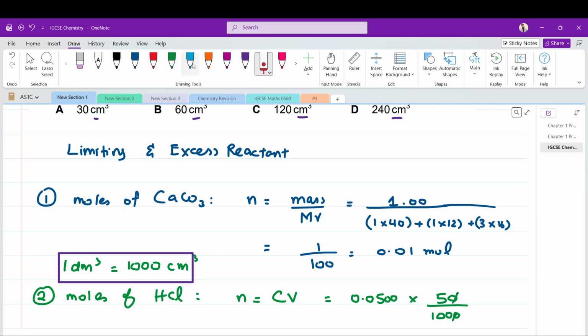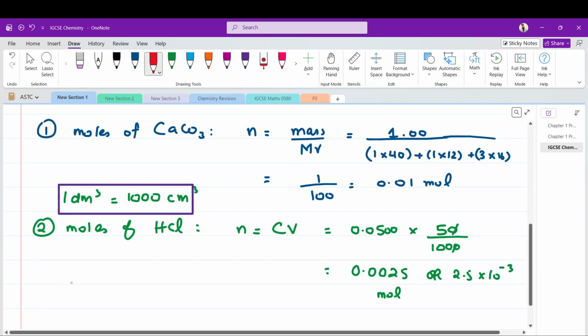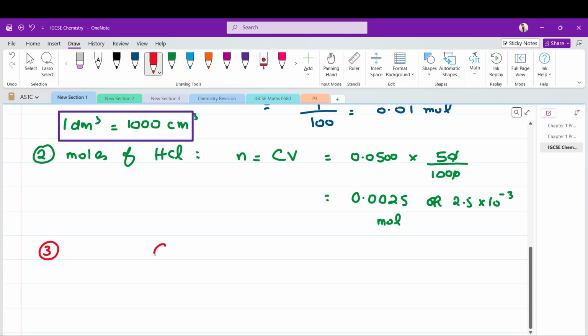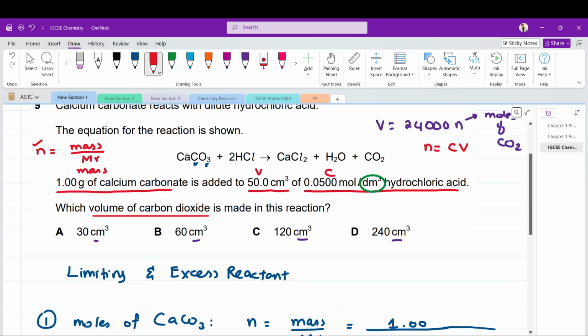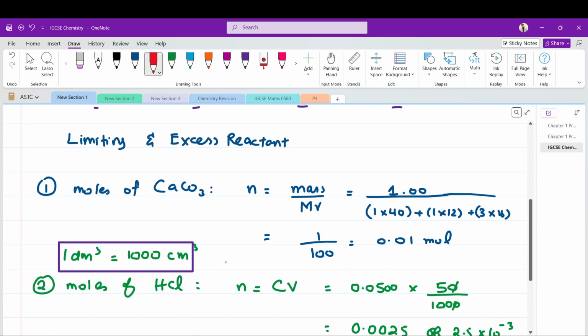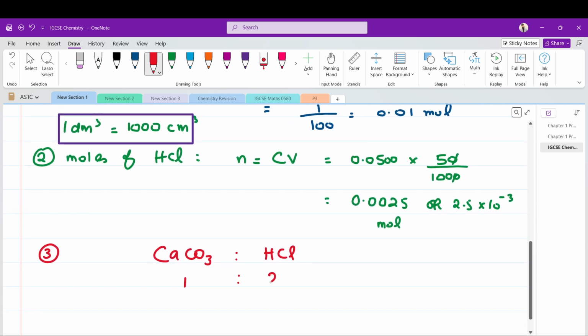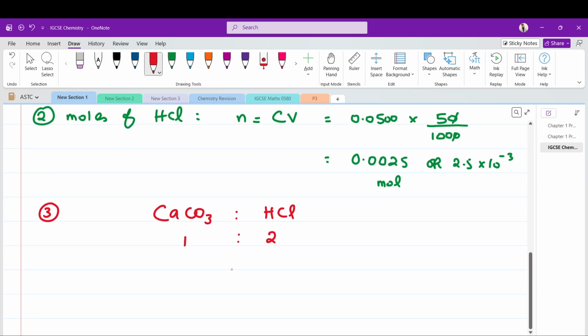So what I'm going to do is take both of my reactants, calcium carbonate ratio HCl. Then I'm going to write down the mole ratio from the equation. So this is 1 and this is 2, so this is 1 ratio 2. There are two ways that you can approach this question. You can either fix the moles of calcium carbonate and then find out the moles of HCl, and then whatever value you get, you compare this with this value. That is step number 1.